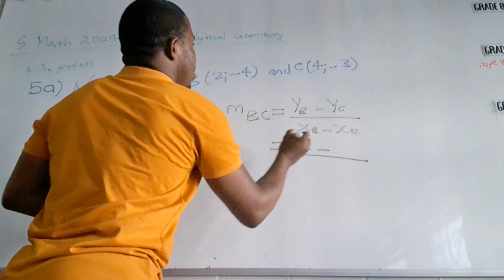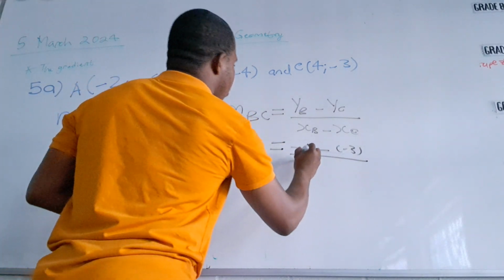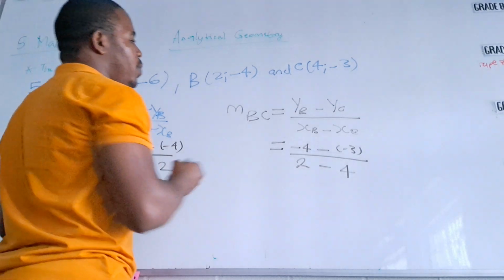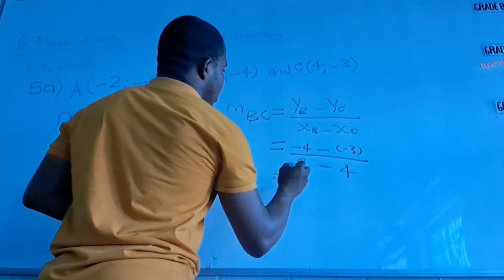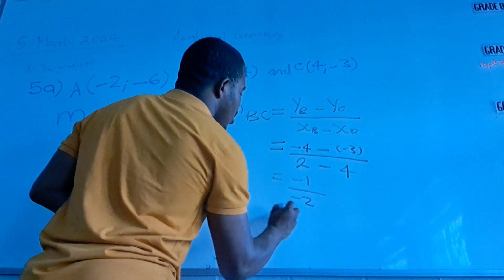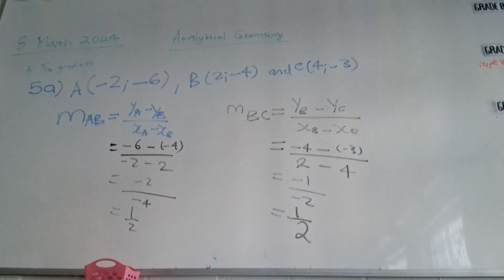Y value of B is -4 minus the y value of C, -3. X value of B is 2 minus the x value of C, 4. Then -4 plus 3, -1, over 2 minus 4, -2, which is equal to a half. Finally, therefore, you can say MAB is equal to, this is a part they can't see online.